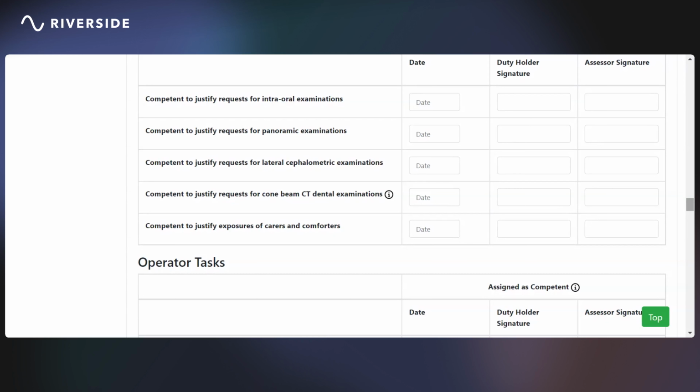Equally so if you have panoramic X-ray equipment. You could fill in the box there provided, lateral cephs, cone beam CTs, and also if you have situations where carers and comforters are involved, then we've got a box for that as well. Again, the duty holder's signature will be the person undertaking this particular duty, and the assessor's signature is the person who's assessed them as competent to do that duty.